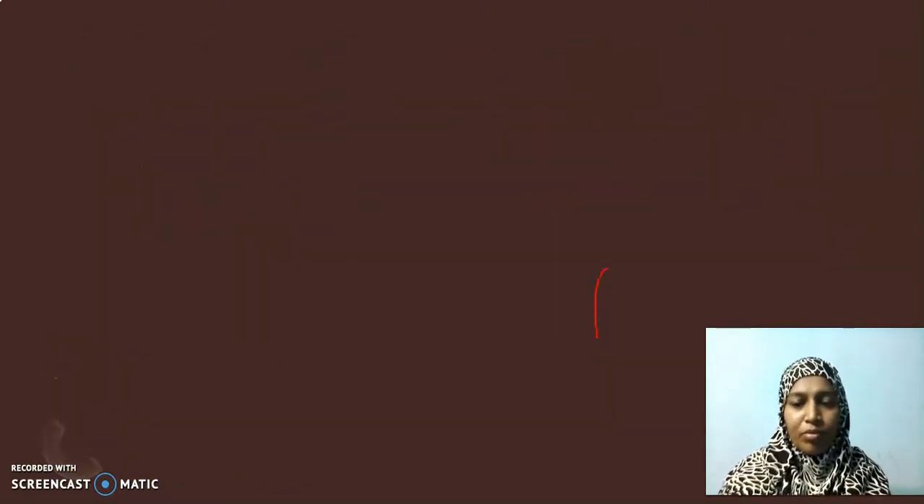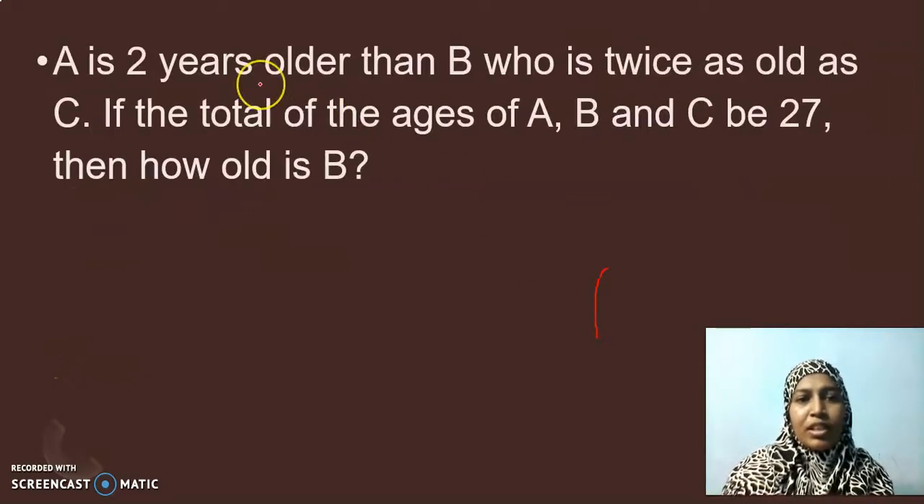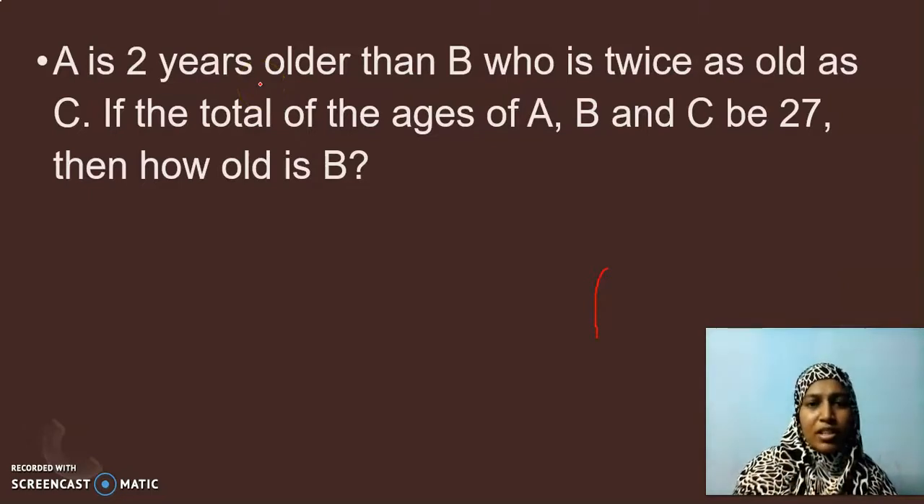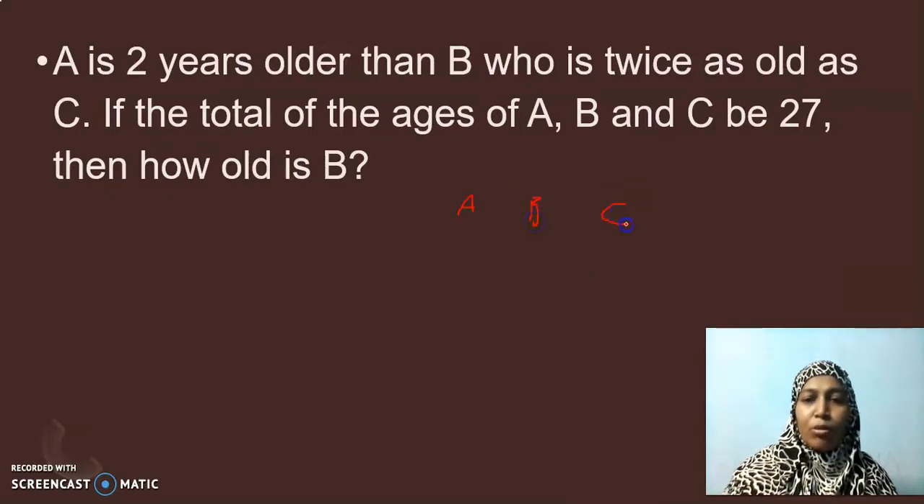Now the next question for you. See, in that question we don't have any calculation, just logical understanding. But here we will have some calculations. We have A, B and C, 3 people. So far we were discussing only 2. A is 2 years older than B. B is twice as old as C. Only if I know the age of C, I will be able to know the age of B and A.